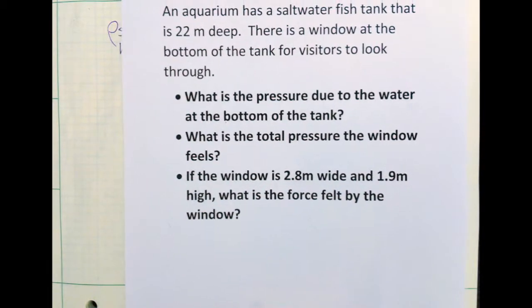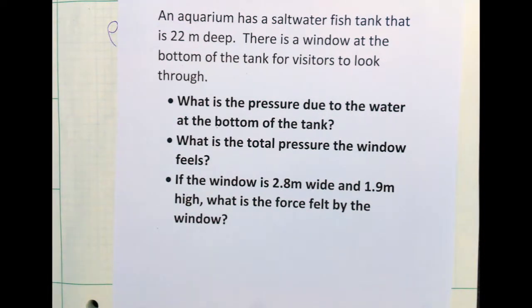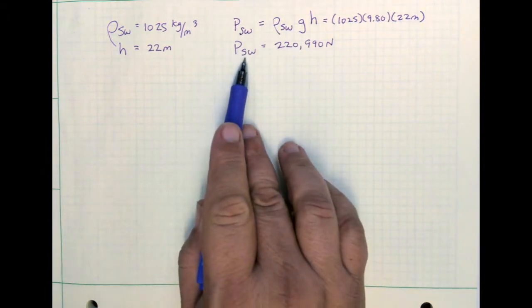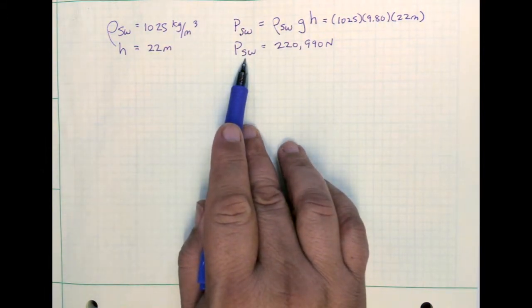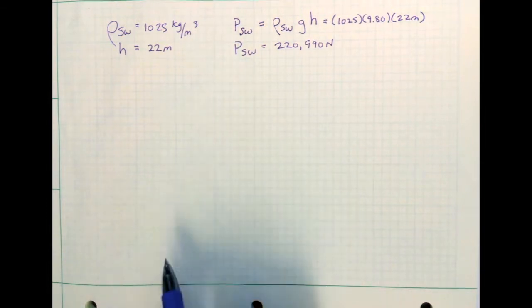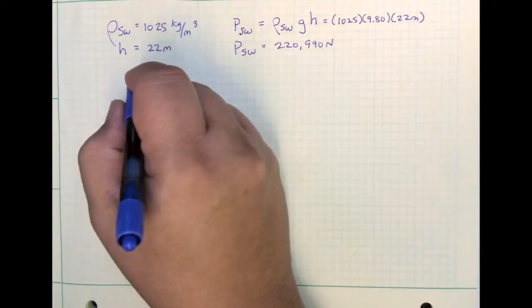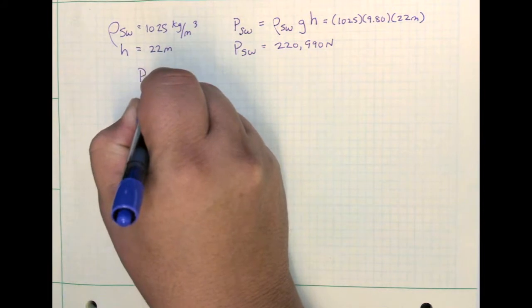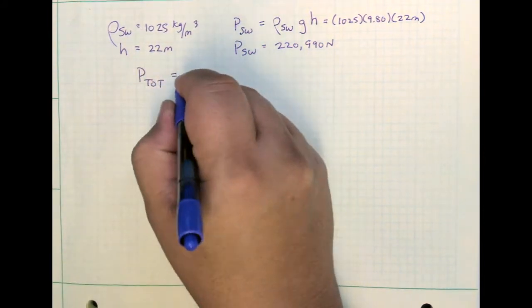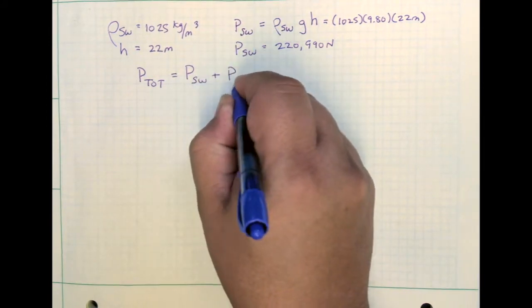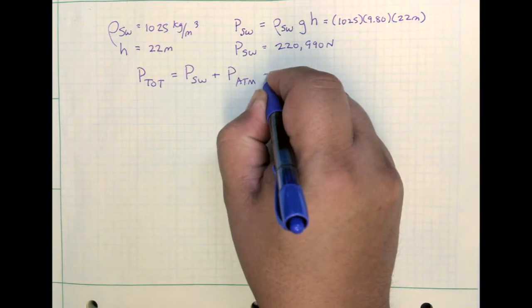The second question asks us, what is the total pressure the window feels? This is different from the answer to the previous problem. Previously, we calculated the pressure exerted only by the seawater in the tank. However, we must recall that there is air above the tank. This is not an aquarium on the moon. So there is air above the tank, and so the total pressure felt by that window is going to be the pressure of the seawater plus the atmospheric pressure above the tank.